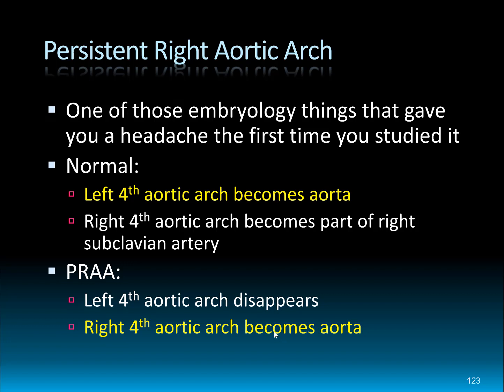Embryology that you don't remember. Normally, the left fourth aortic arch turns into the aorta. The right fourth aortic arch becomes part of the right subclavian artery. With a persistent right aortic arch, that left arch actually disappears, and the right arch becomes the aorta. So the aorta kind of branches off the wrong side.